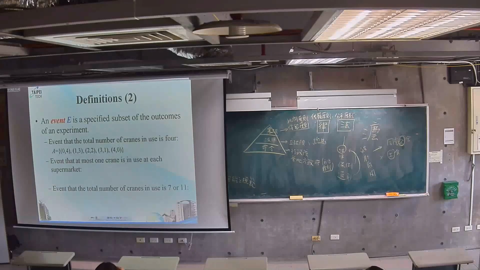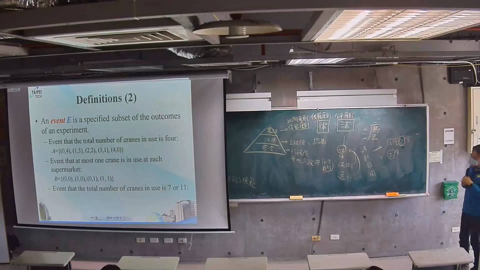So we might define, for example, at most 1 crayon is in use at each supermarket. At most 1 could be no crayon is in use, or just 1 crayon is in use. So for each supermarket, we have 2 possible cases, and we do the combinations. We might have the event as this subset of the outcomes: 0, 0, 1, 1, 1, 0, 0, 1. Similarly, we can have other events.